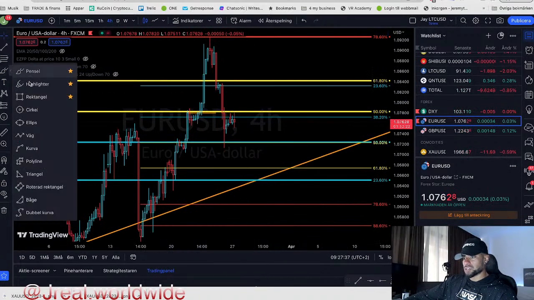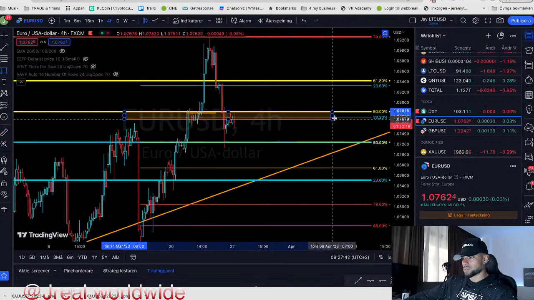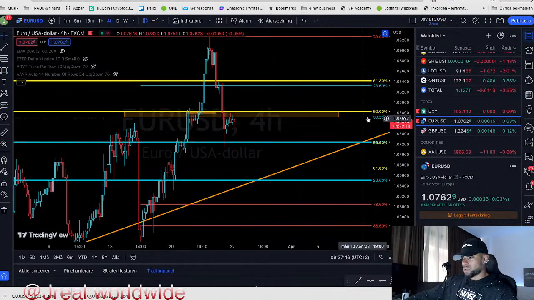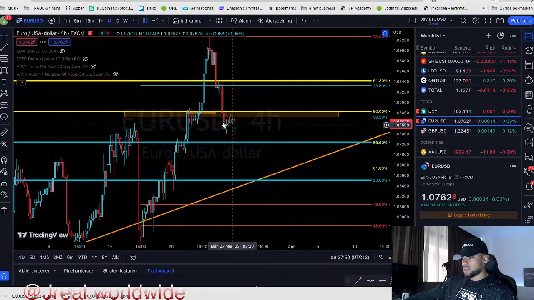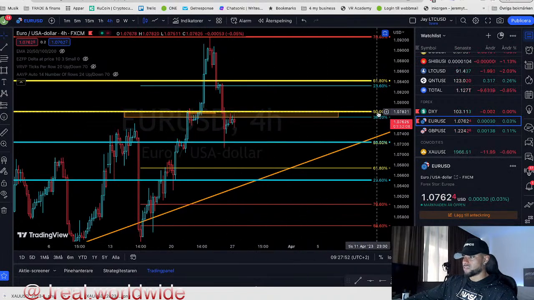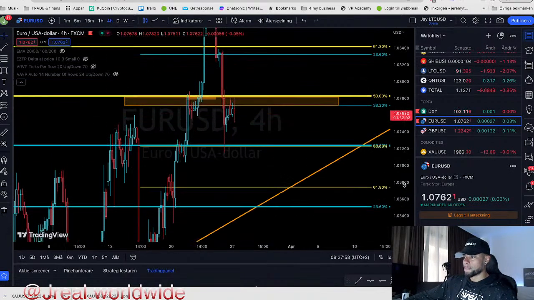Everything you see here is a resistance zone. Boom. Why is that? We got the 38.2 Fibonacci retracement from this swing. We're testing it underneath, and we're testing the 50% Fibonacci retracement from the bigger previous swing.